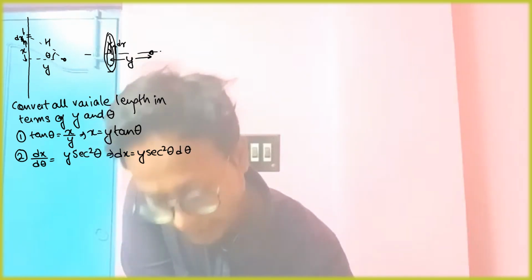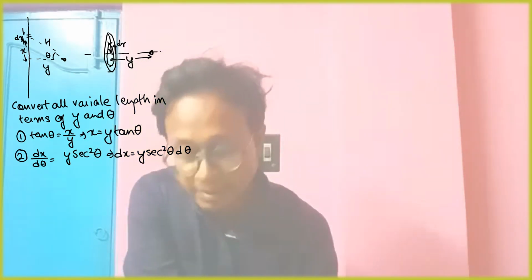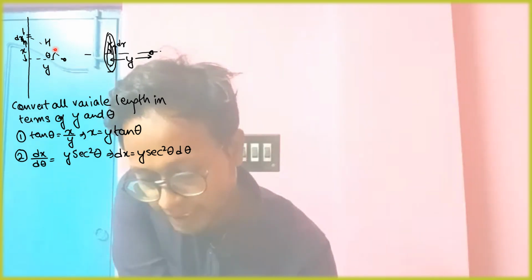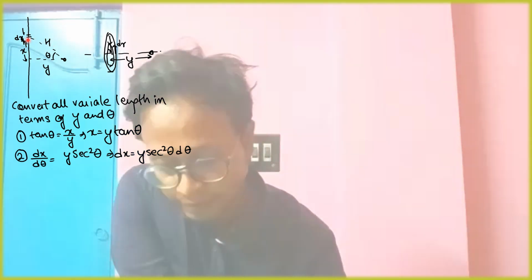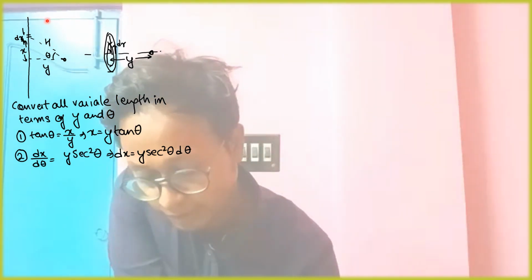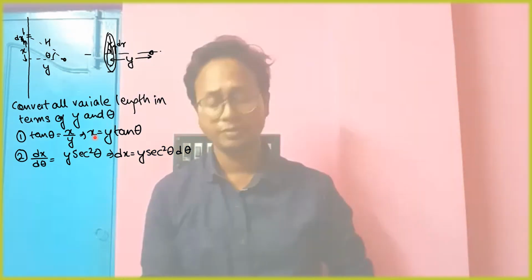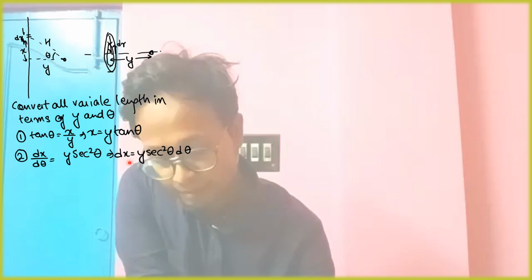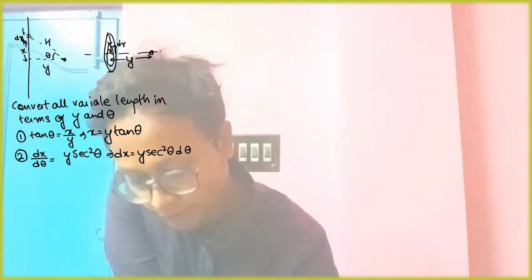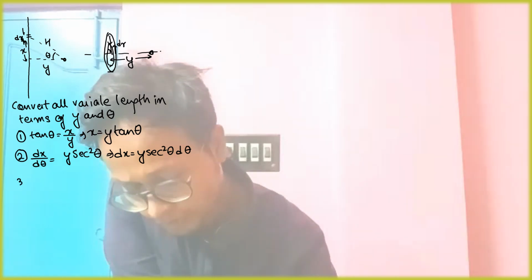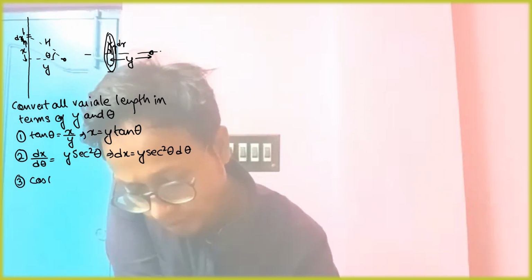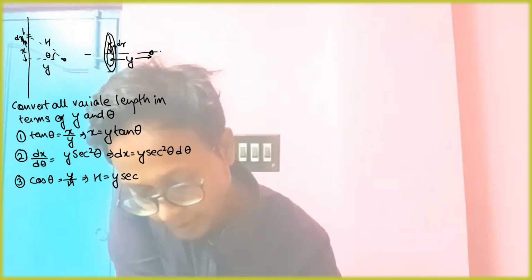Some of you might have made the habit of making a mistake that dx is nothing but h into d theta. Do not make that mistake. Out here, this is not a circle, so you cannot say dx is equal to h into d theta. Understood? You have to differentiate this term and find the value of dx. The third one is how do I convert the hypotenuse? To convert the hypotenuse, cos theta is equal to y by h, or the hypotenuse is equal to y by cos theta, or y into sec theta.